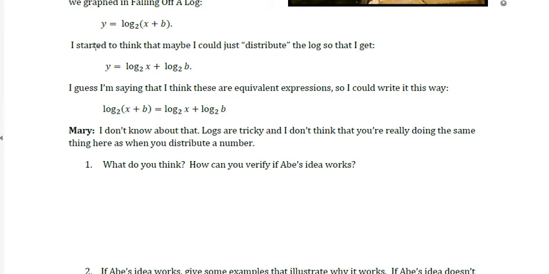So here we have the function y equals log base 2 of x plus b. I really hate they use plus, just so you're aware. It should be x minus b personally. I started to think that maybe I could just distribute the logs so that I get log base 2 of x plus log base 2 of b, saying these should be equivalent expressions. I'm going to tell you right now it doesn't always work that way.